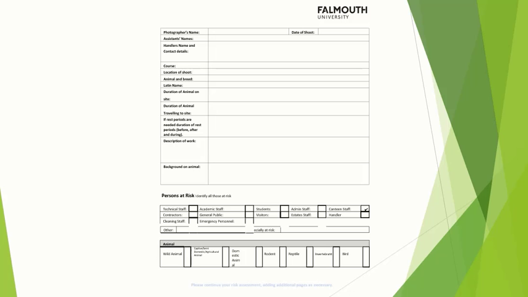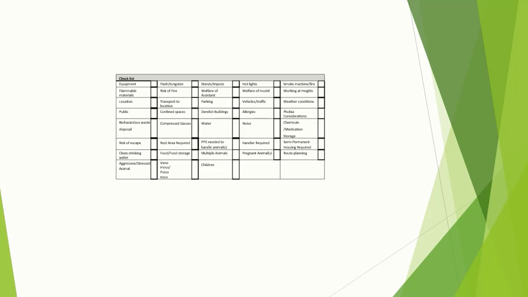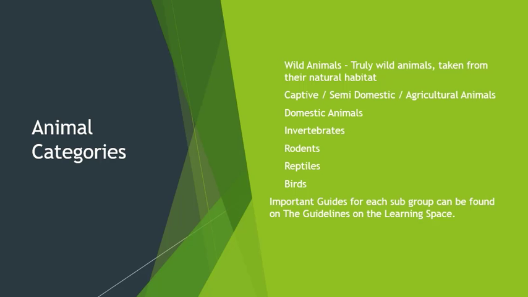So the risk assessment looks very similar to our normal IOP risk assessment. There's just another section there for animal categories. So we've got the sections here. Invertebrates are a bit of a difficult one. They don't actually fall under the Animal Welfare Act. But we here at the IOP believe that any animal, any living thing should be treated with respect while under your care.